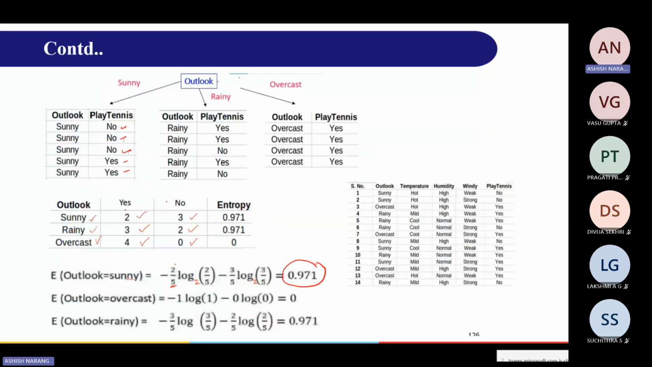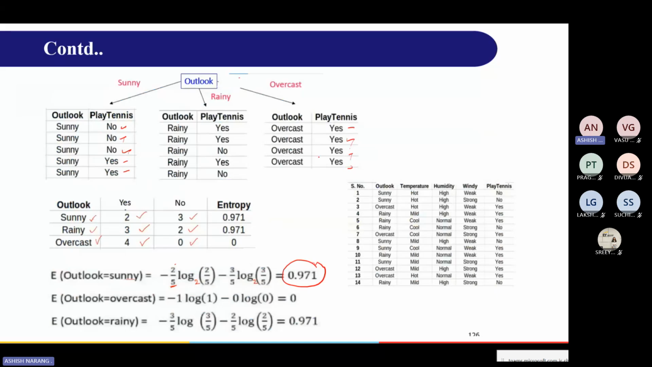And when it is overcast, all the records belong to yes class. So this is a pure partition that I'm achieving. The probability of a record belonging to yes class is 1, while the probability of a record belonging to no class is 0 when the value is overcast. So this term boils down to 0. For outlook as rainy, minus 3 by 5 log of 3 by 5 minus 2 by 5 log of 2 by 5. Again, the number comes as 0.971.